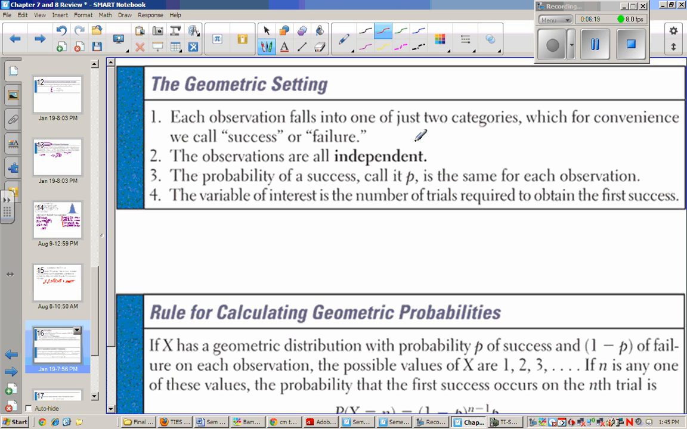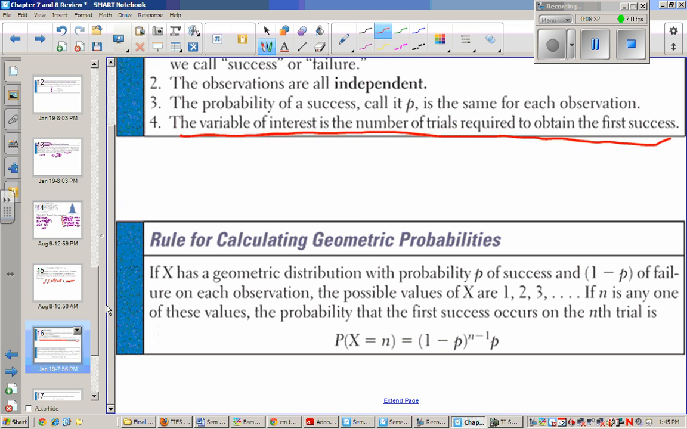Now a geometric setting is pretty much everything the same, but now number 4 is different. The variable of interest is the number of trials required to get our first success. So now we're not dealing with a fixed number of trials. We have to keep going until we get our first success. When we want to calculate the geometric probabilities, you'll have one success and a whole bunch of failures. The failures will be one less than the number of trials that you did.